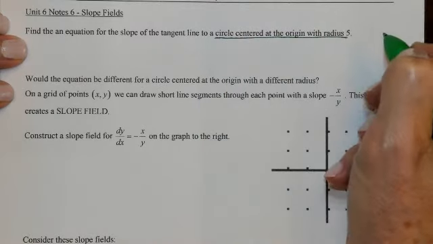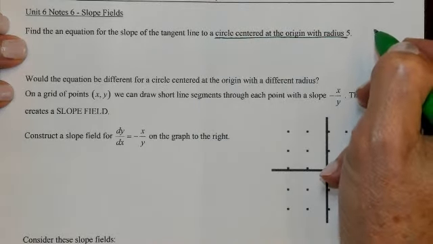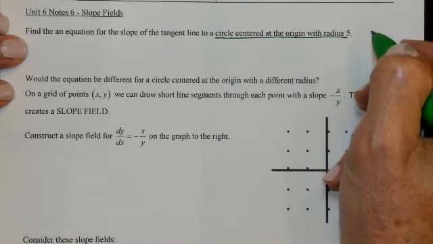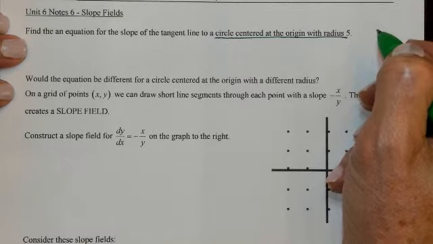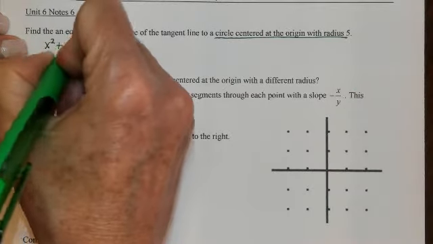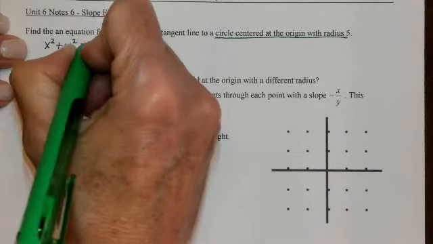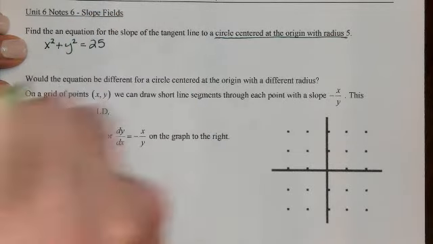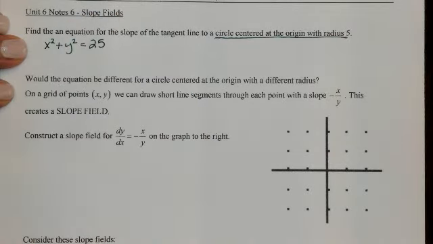So let's start there. Circle centered at the origin of radius 5. What would the equation of a circle centered at the origin with radius 5 be? Well, that would be x squared plus y squared is equal to r squared. If r is 5, then that would be 25. Okay? So that's the equation for a circle centered at the origin, radius 5.